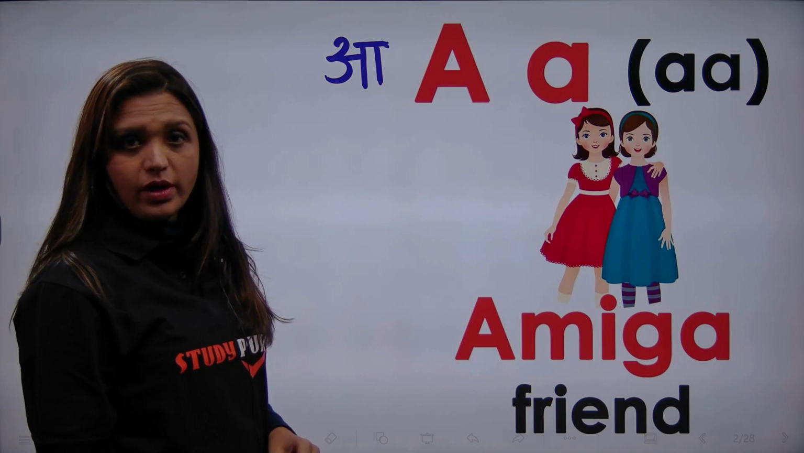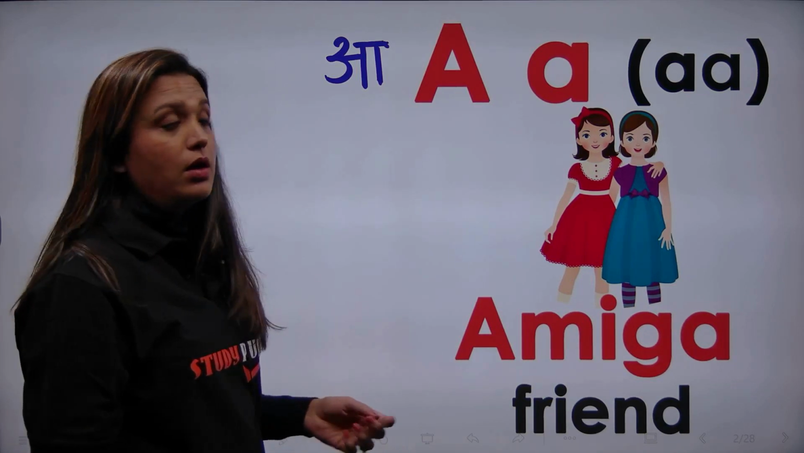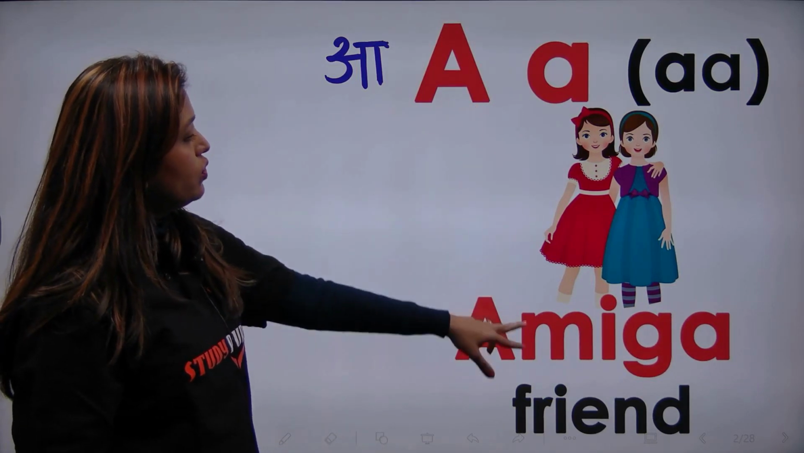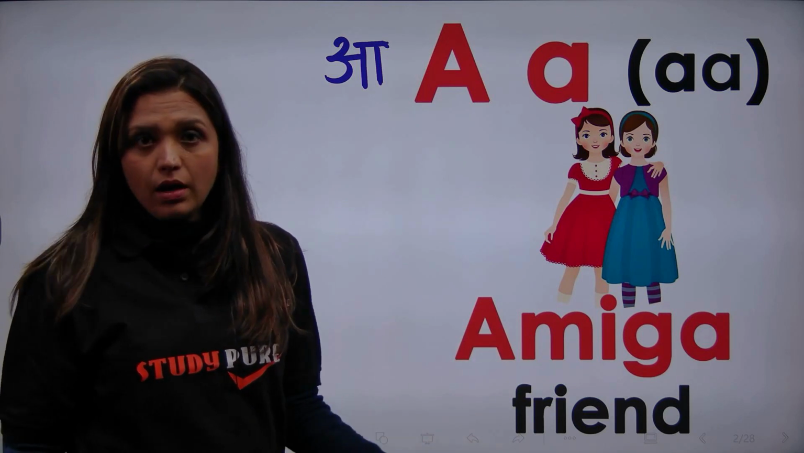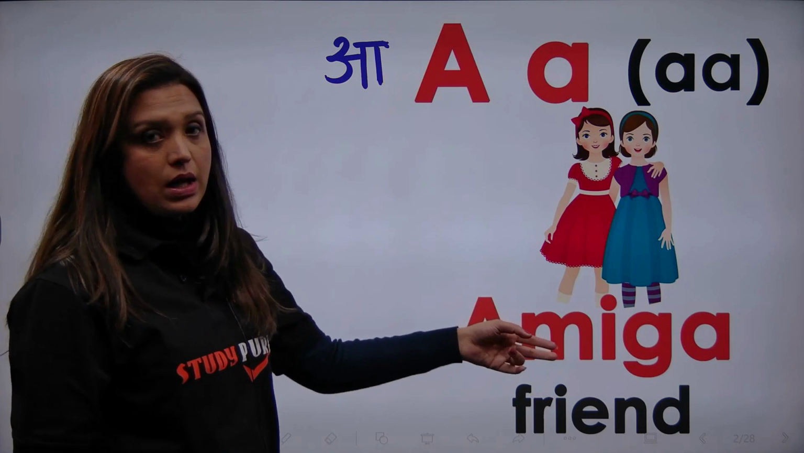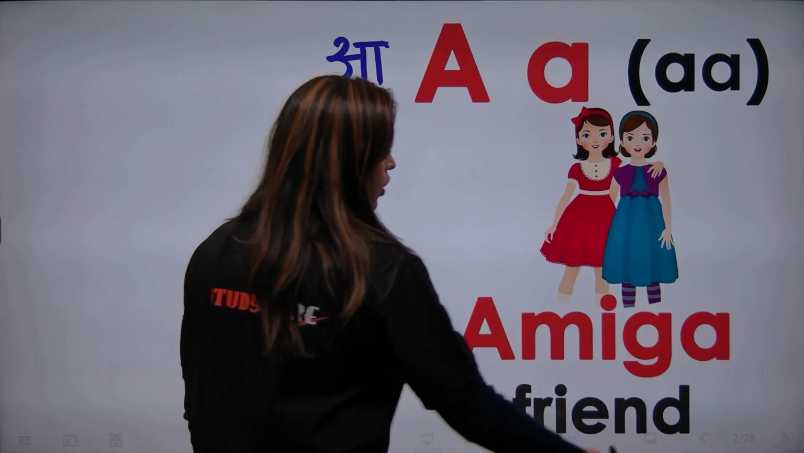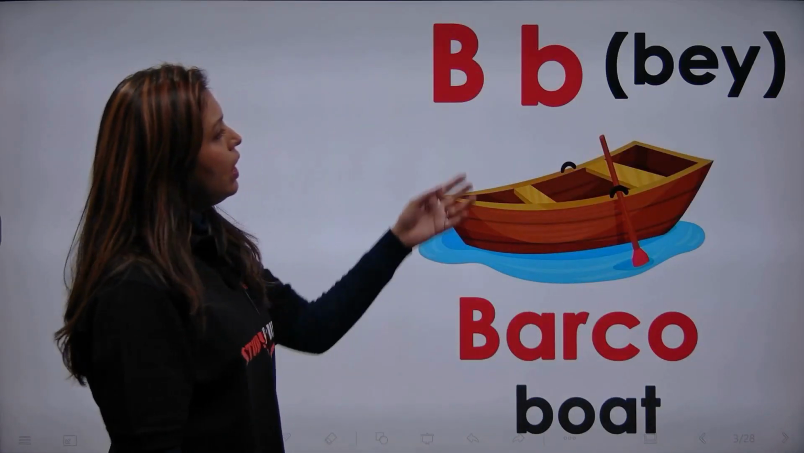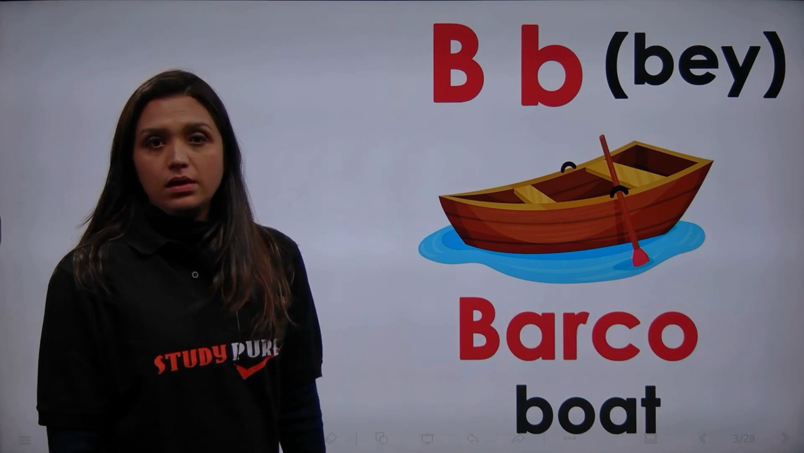A is used in words like amiga. And what is amiga? Amiga is a friend. Moving on. Now we have B.